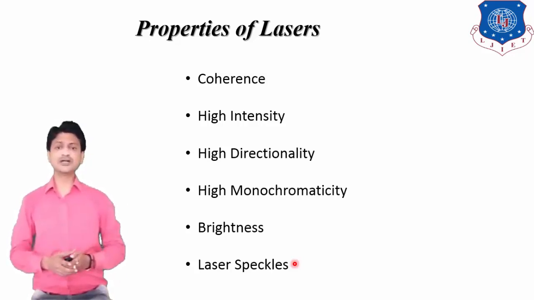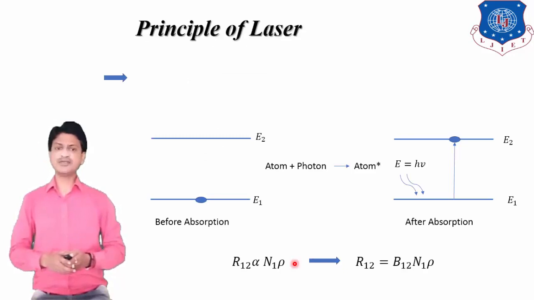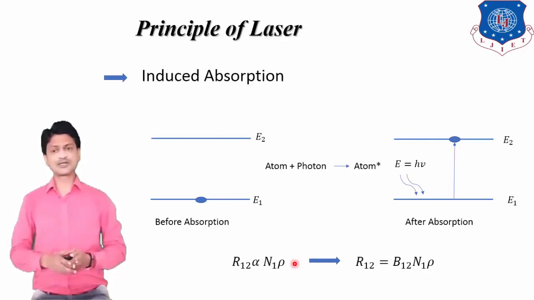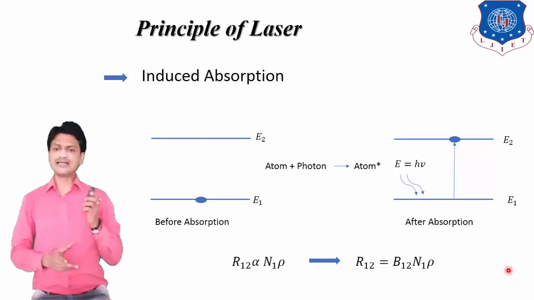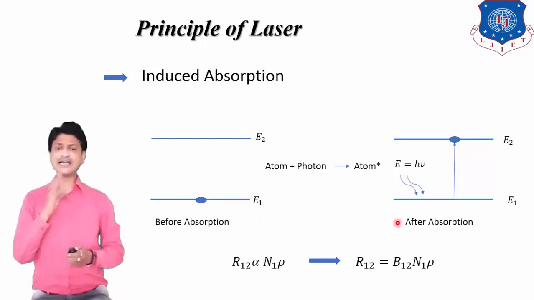Now moving further to the principle of laser. They include spontaneous emission, stimulated emission, and absorption. Now let's start with induced absorption. Here you can see in the figure, if a photon of energy hν is incident on an atom in the lower state, the photon is absorbed by the atom and the atom gets excited to the higher state.